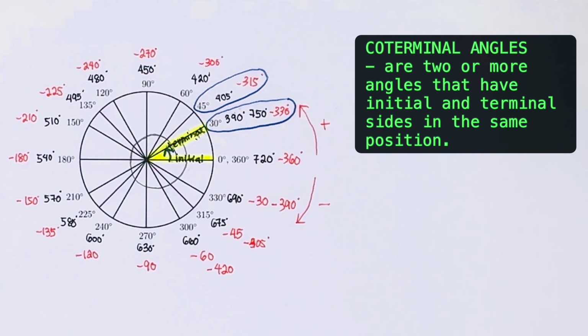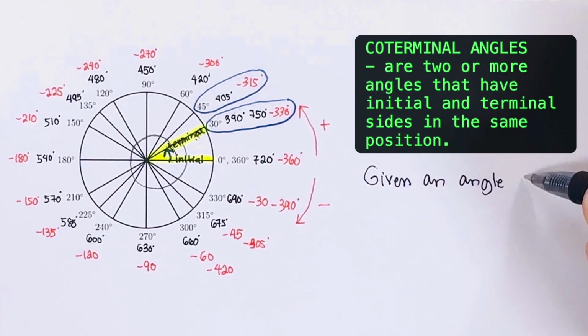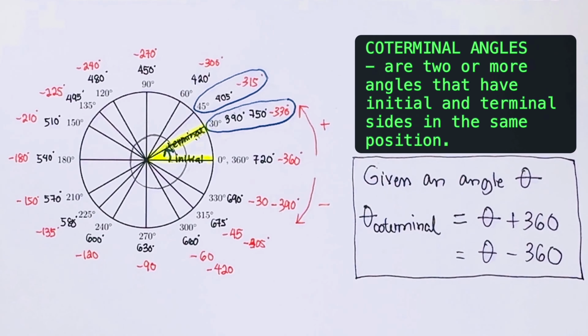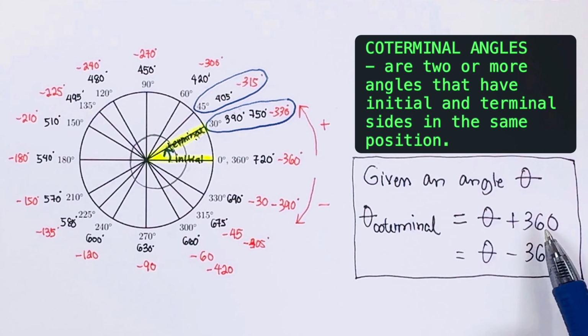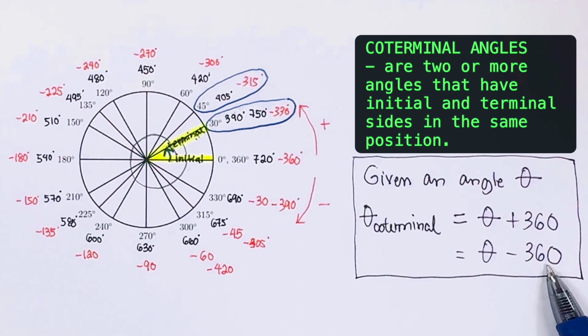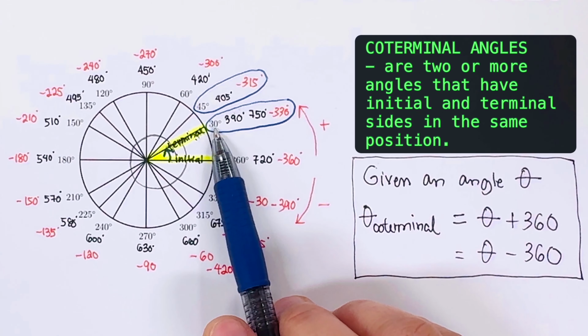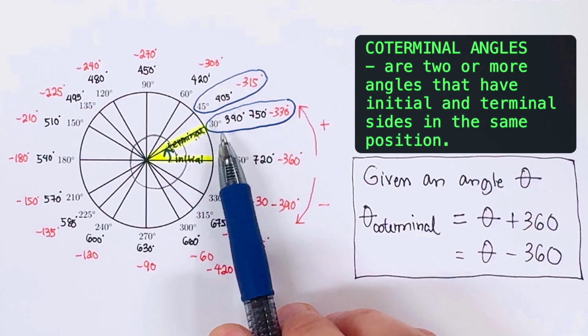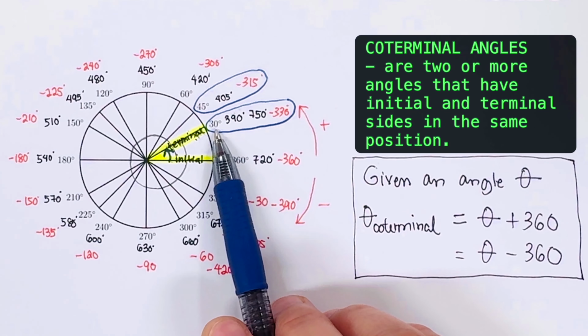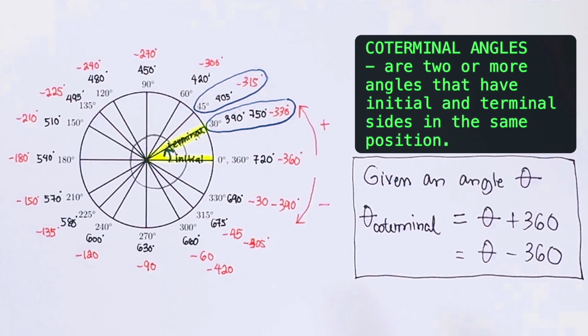So this is the formula for coterminal angles. If we're given an angle theta, its coterminal would be either we add 360 or we subtract 360. Looking at 30 right here, if we add 360 to 30, that would be 390. 390 plus 360 is 750. Now if we have 30 minus 360, it's going to be negative 330. So to get the coterminal, we just have to either add or subtract 360 from the given angle.